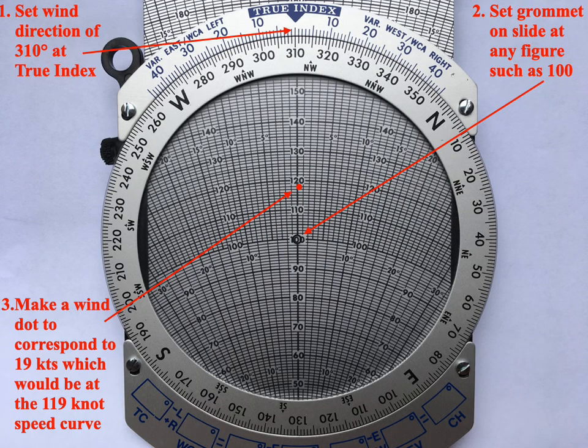Now that we have the wind direction and speed for our planned flight altitude, we can use the E6B flight computer to calculate the wind correction angle. We set the wind direction of 310 degrees under the true index at the top. We then use the slide to place the grommet under any number. We'll choose 100 to make our calculation easier. We count up 19 lines from 100 and make a wind dot that corresponds to the wind speed of 19 knots.